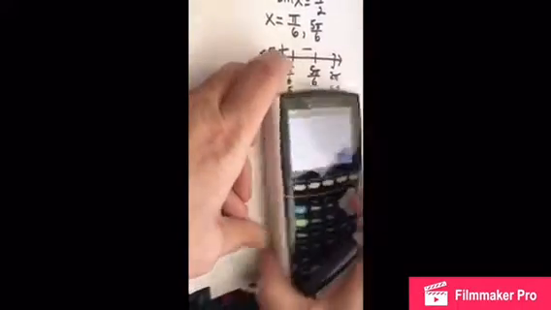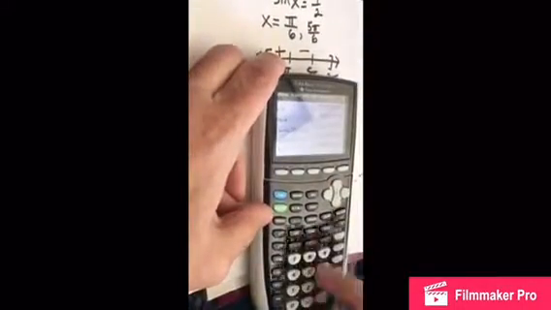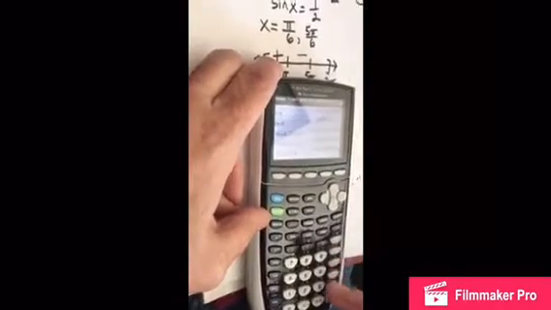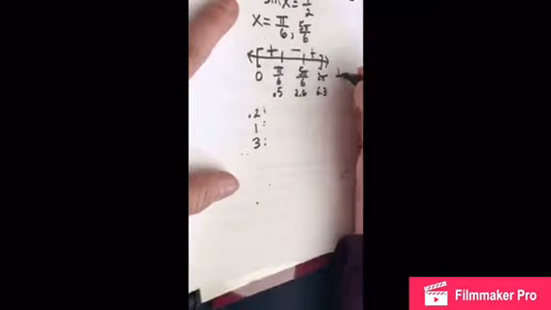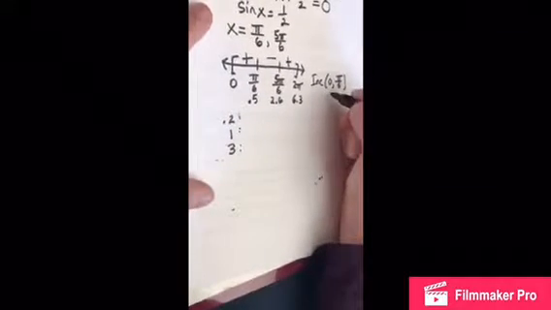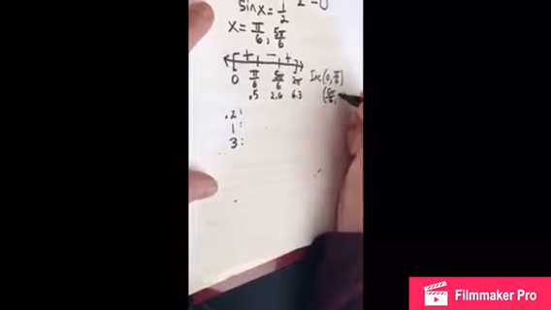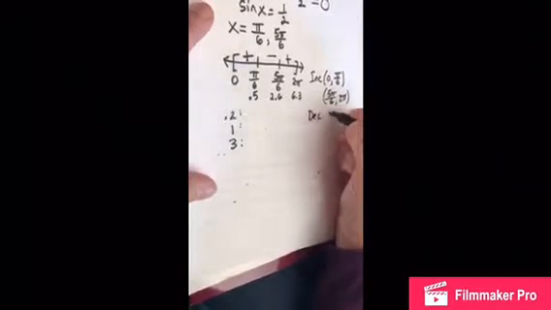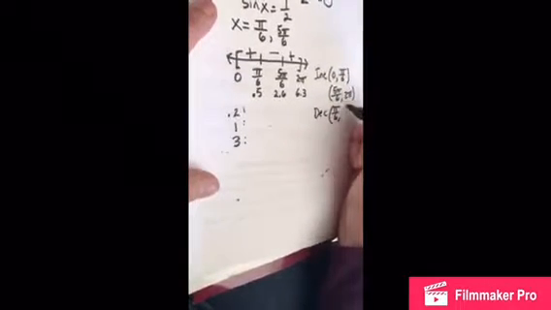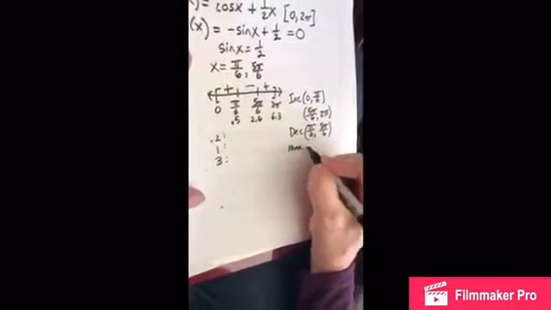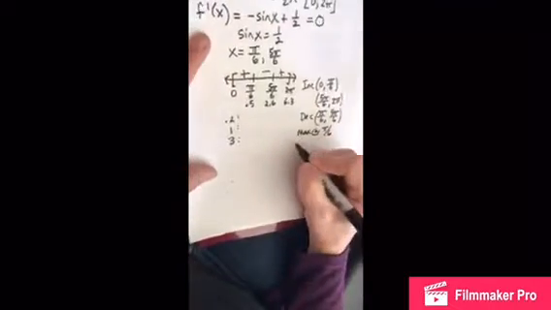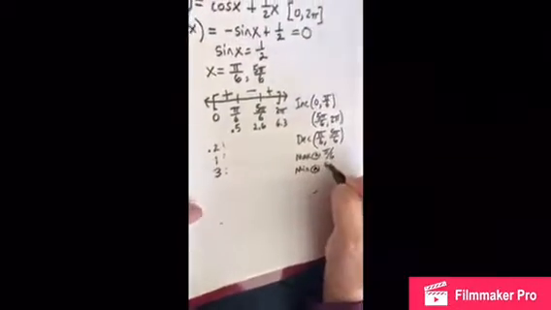If we put something like a 3, negative sine of 3 plus 0.5 is positive. So we have an alternating situation here. So we know it's increasing from 0 to pi over 6 and from 5 pi over 6 to 2 pi. And it's decreasing from pi over 6 to 5 pi over 6. There's a maximum at pi over 6, and there's a minimum at 5 pi over 6.